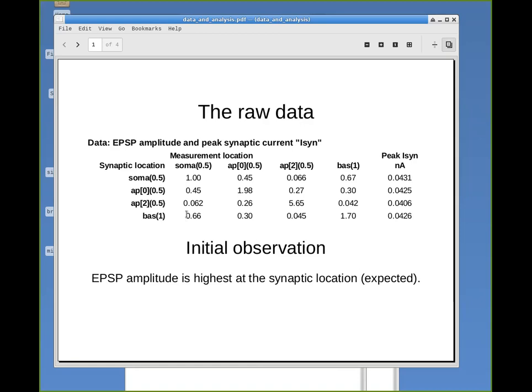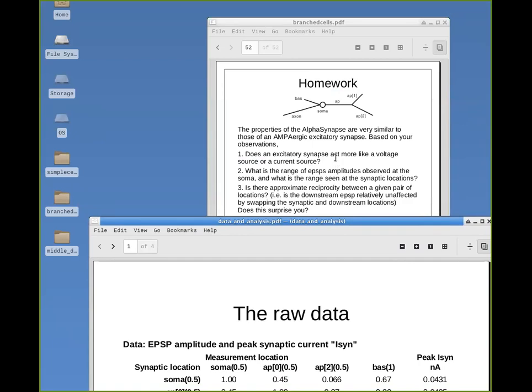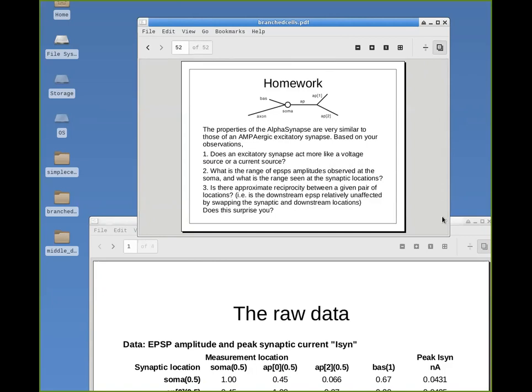What was our first question that we wanted to answer? And that is, does an excitatory synapse act more like a voltage source or a current source?